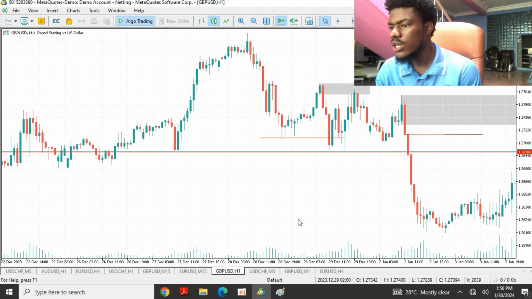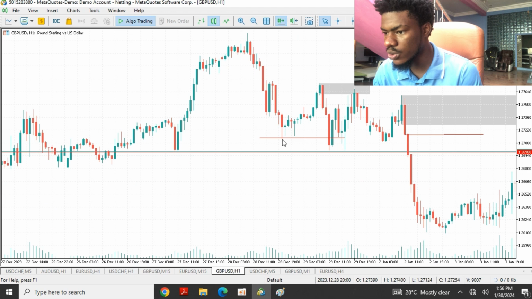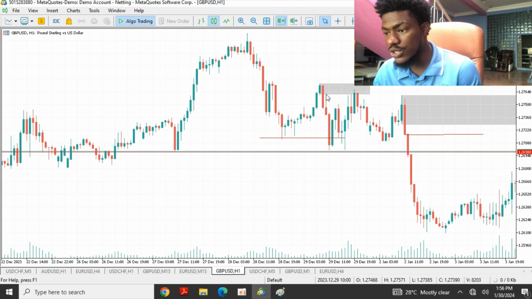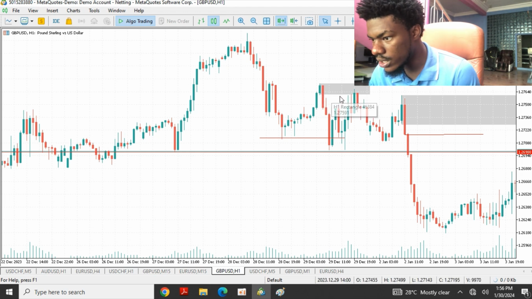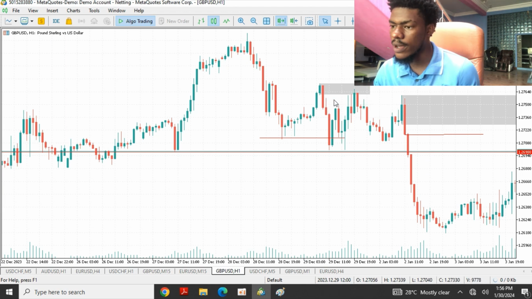Number two, what's number two again? It should break structure, and see what happened. It broke structure here. The expansion it created. Number three, it should have an imbalance. See, there was an imbalance here. Count your 1, 2, 3 candle. There's a void in between here that the market and price needs to fill. It actually really fulfilled that property also.